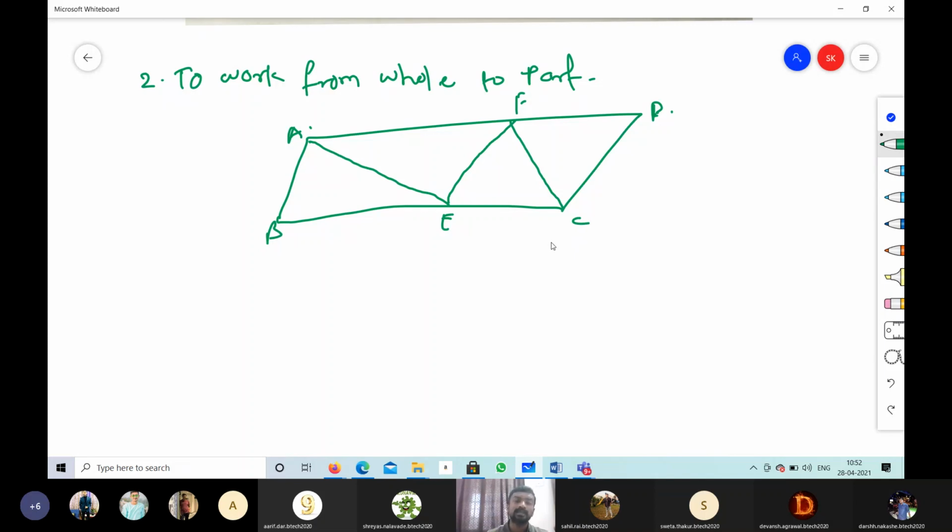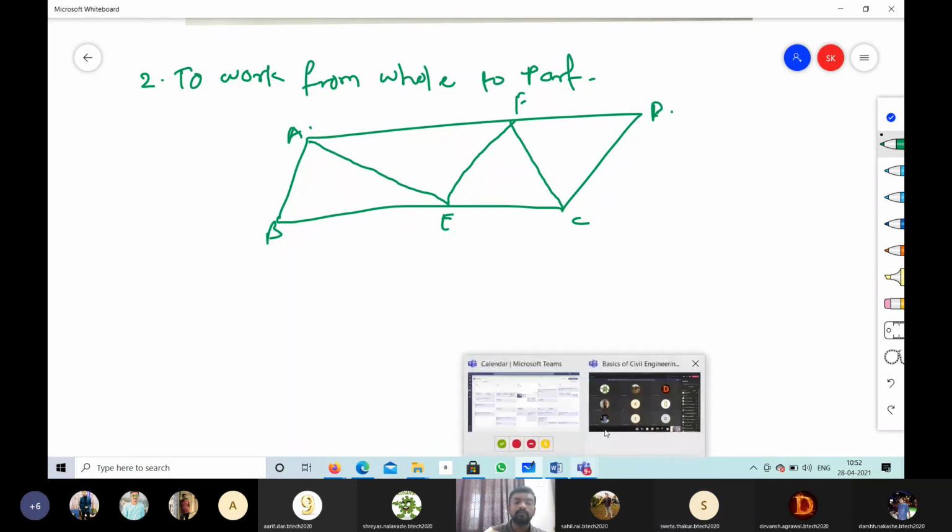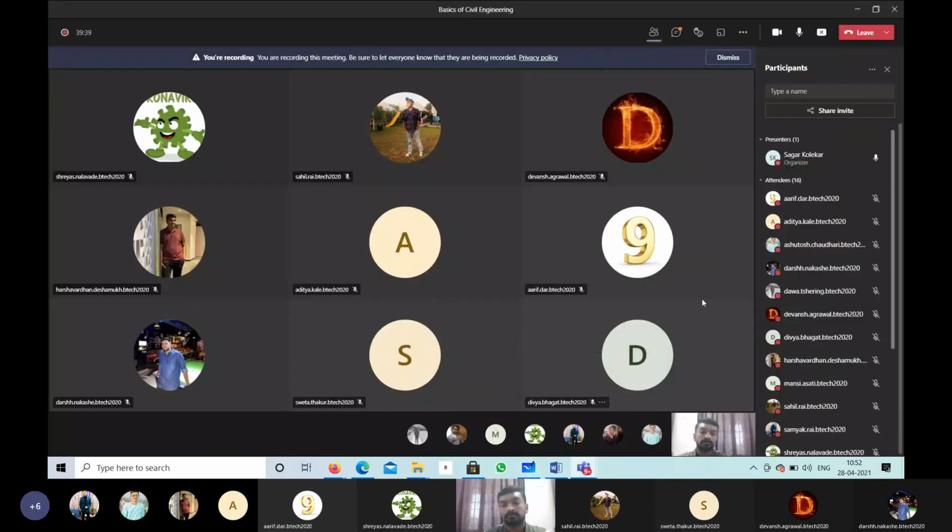Are you getting this second principle? Working from whole to the part, not from part to the whole. Can you just tell me what is the reason why we should go from whole to the part, not from part to the whole? Yes, sir, because it will cause error. Yes, it will accumulate the error if we go from part to the whole. So we should travel from the entire area to the small parts. This is the second principle. And the first principle is to locate a new point by having the information of two known reference points.